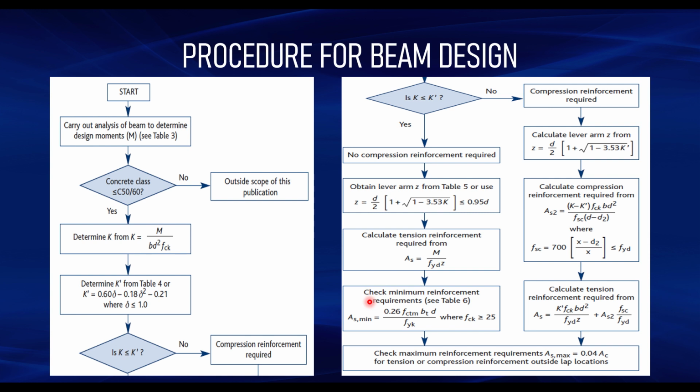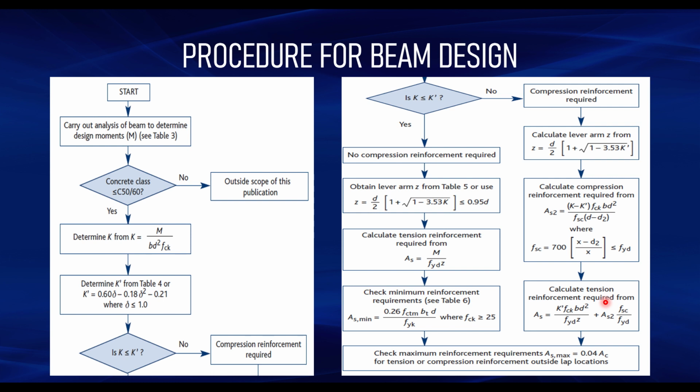If your beam requires compression reinforcement, what you have to do is also go ahead and determine Z, but in this case, in the formula for the lever arm, you are going to use K prime instead of using K. Once you determine Z, you go ahead and determine the required compression reinforcement. Then you calculate the required tension reinforcement. You follow the same process by checking and ensuring that your reinforcement is greater than the minimum required reinforcement for that section, and also less than the maximum required area of reinforcement for the section.